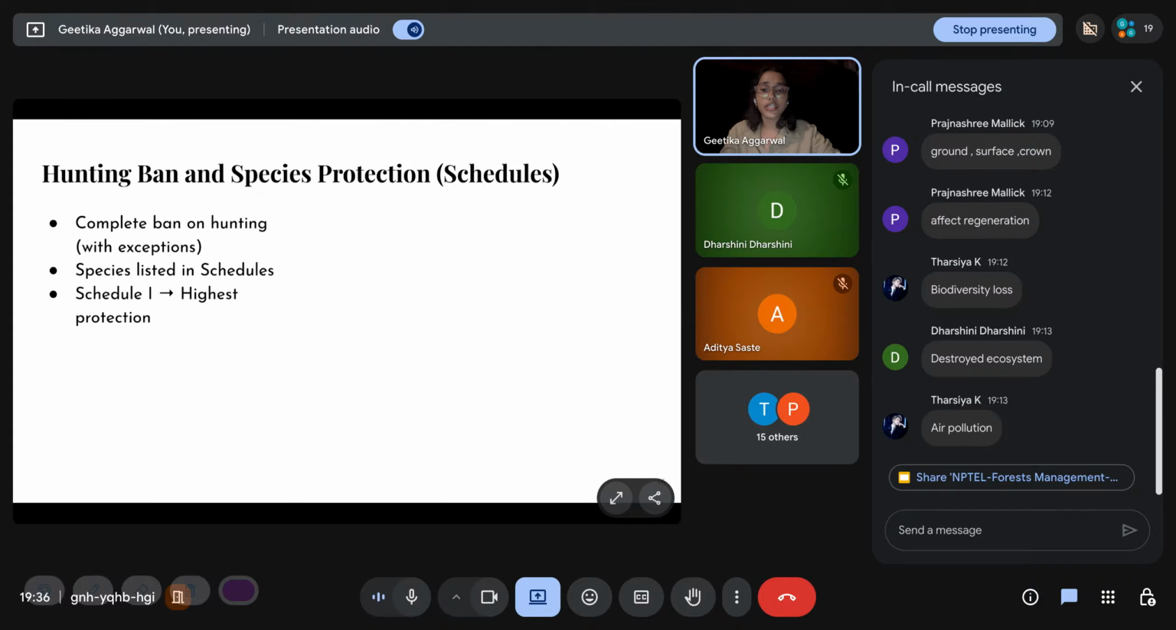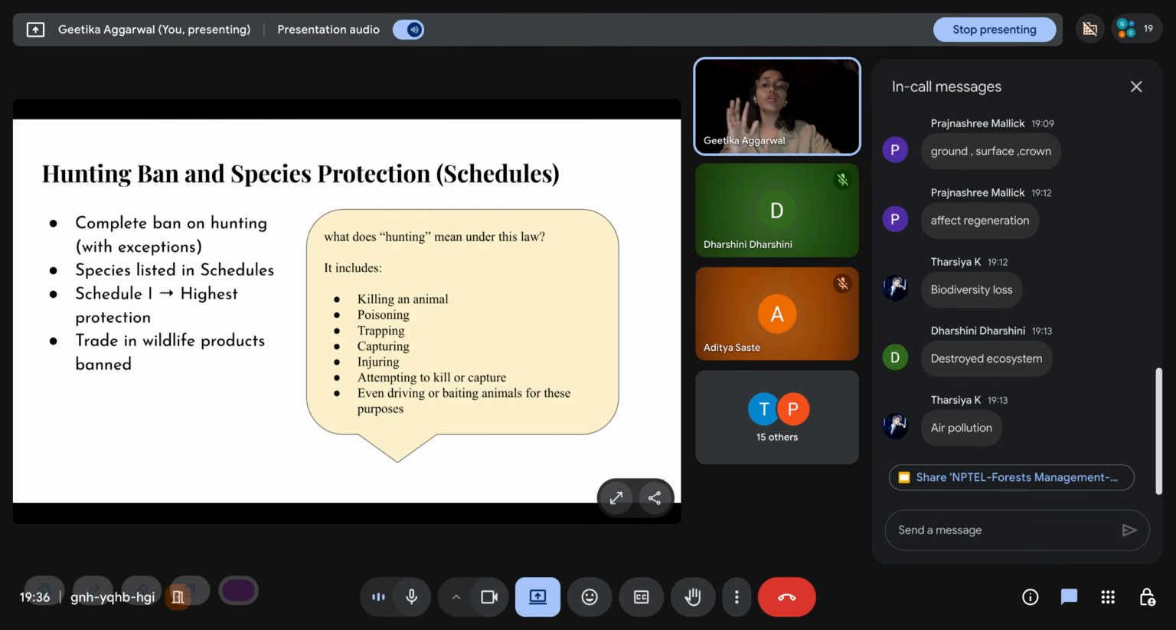Species are listed in different schedules, and Schedule 1 has the species which have the highest protection. Nobody can touch these species. And trade in wildlife products is also completely banned. So what does hunting mean? What counts as hunting under this law?